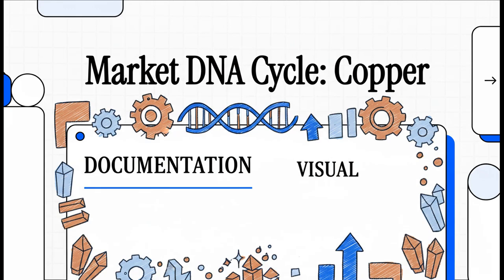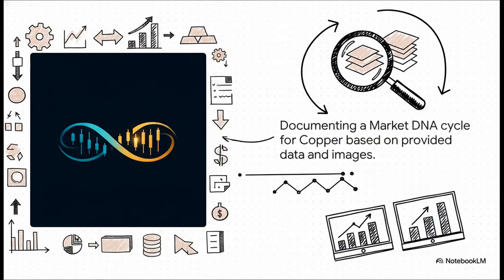All right, today we're going to break down a pretty fascinating case study. What you're about to see is a visual documentation of a full market DNA cycle for copper. We're going to follow this from the very beginning, from the plan, all the way to the final outcome. The idea here is to walk through this entire process, phase by phase. We're just going to observe the events exactly as they played out. It's important to know everything we're looking at is based strictly on the data and the images provided. So with that said, let's jump right in.